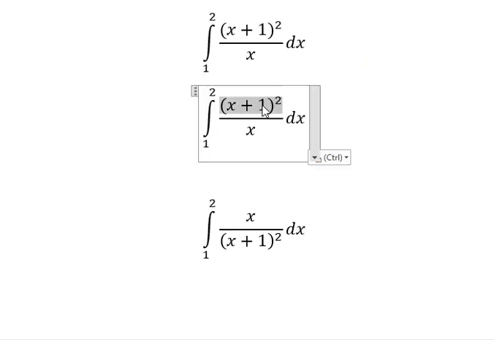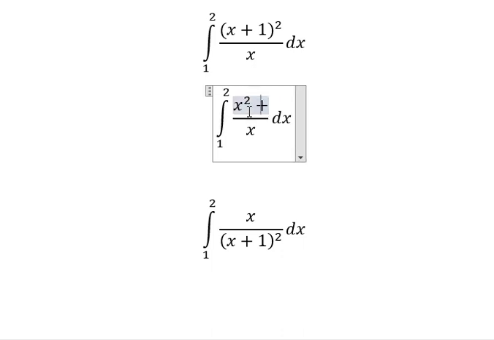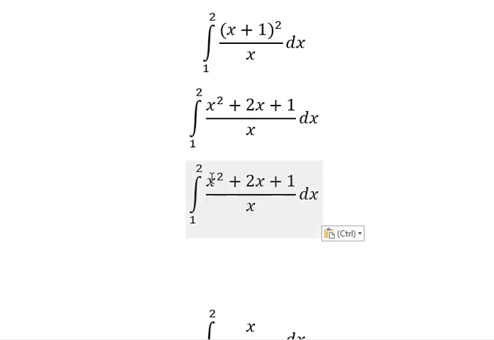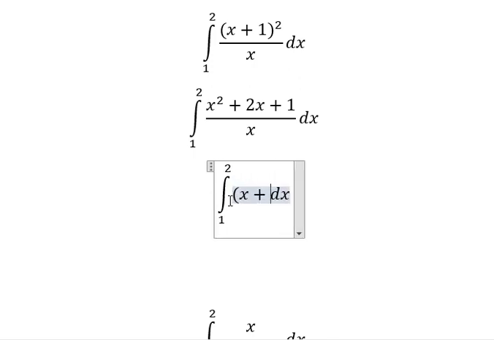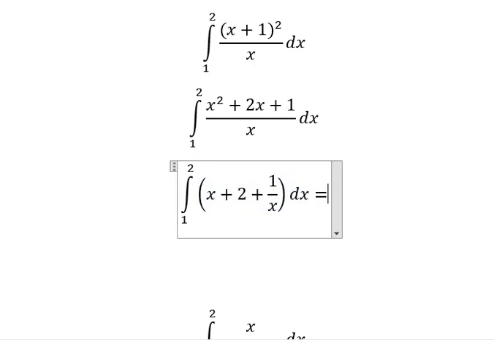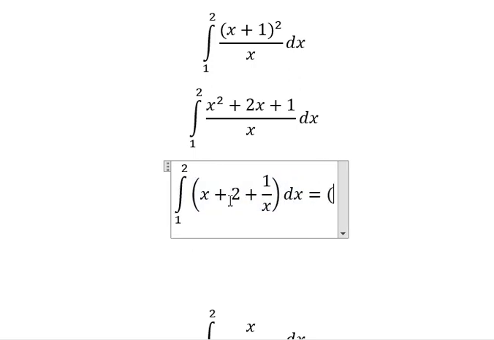I want to show you how to answer this one that is about identities, so we need to expand this one. Next, this one divided by x, this one divided by x, and number one, we keep the same. And now we have the final answer.